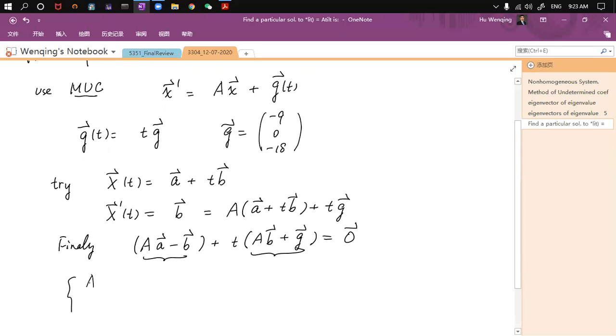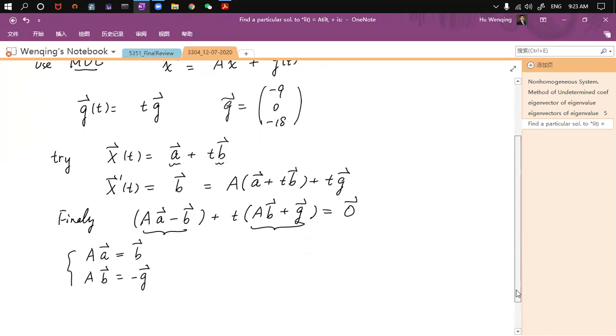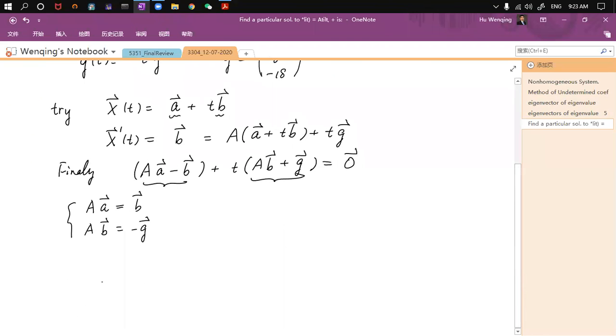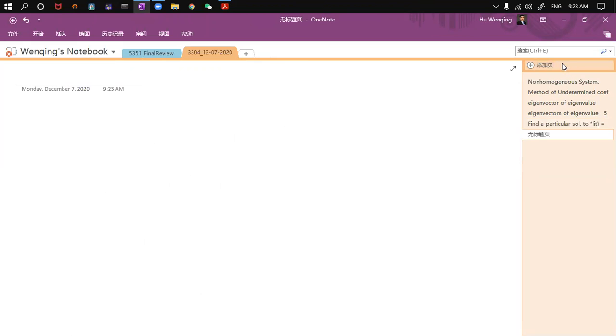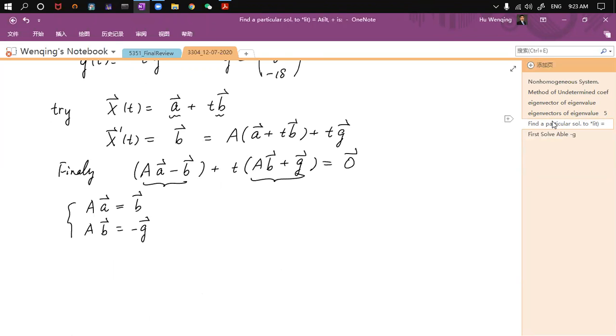So you're going to have A multiplied by a is equal to b, and A multiplied by b is equal to minus the g. Is that good, family? Okay, so that's going to give you these unknown vectors, a and b, by solving these two linear systems of equations. So first solve A multiplied by b is equal to minus the g. So I want to solve this equation.